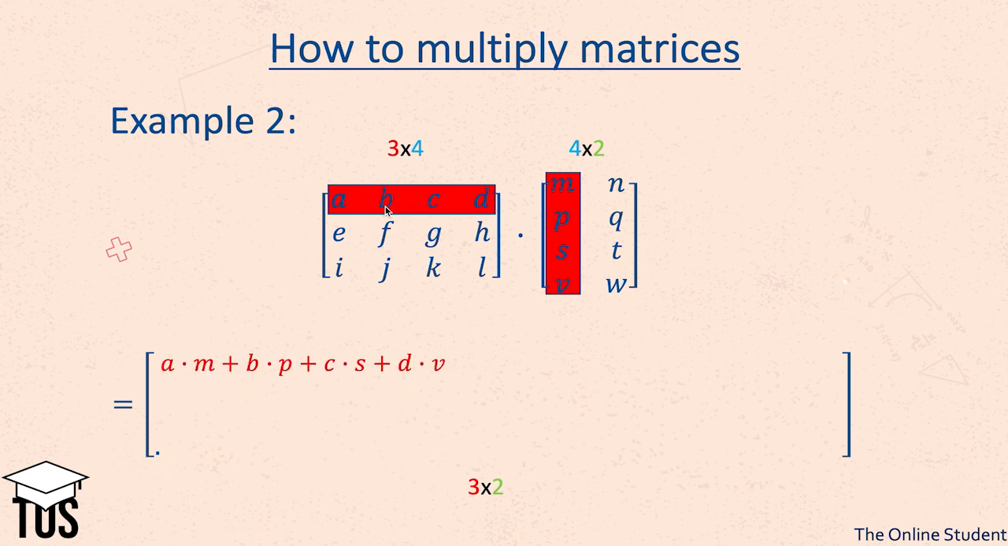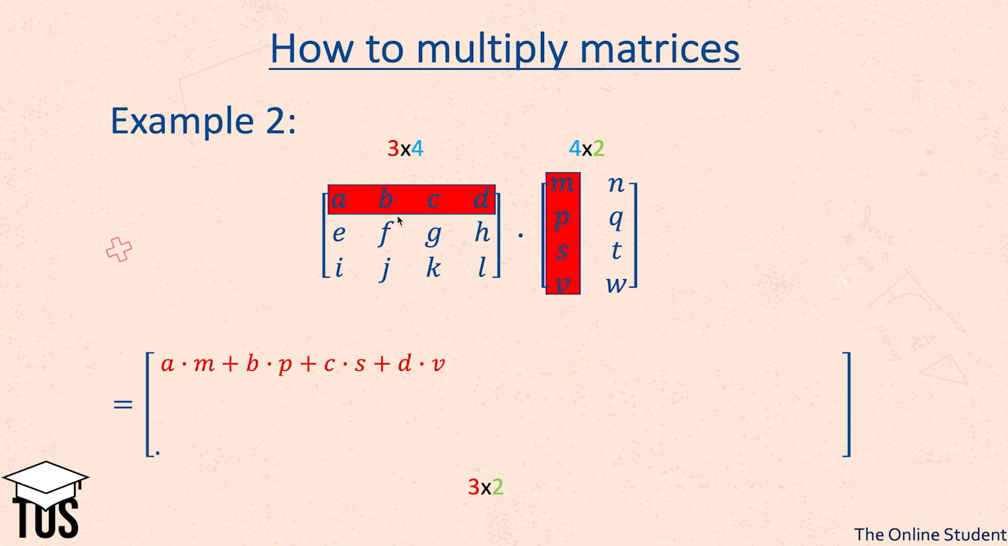Then we are going to do the same for the second element, which is B. We're going to multiply B with the second element of this column, which is P. So, we have the multiplication of B by P. We are going to do the same for the third and the fourth element. So C will be multiplied by S and D will be multiplied by V. Then we have every element of this row and this column. So we are done calculating this element and we just simply add all these terms up. So we have A multiplied by M plus B multiplied by P plus C multiplied by S plus D multiplied by V.